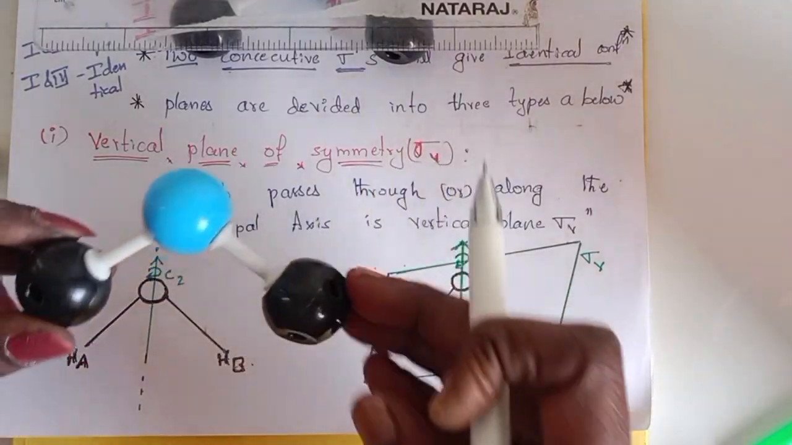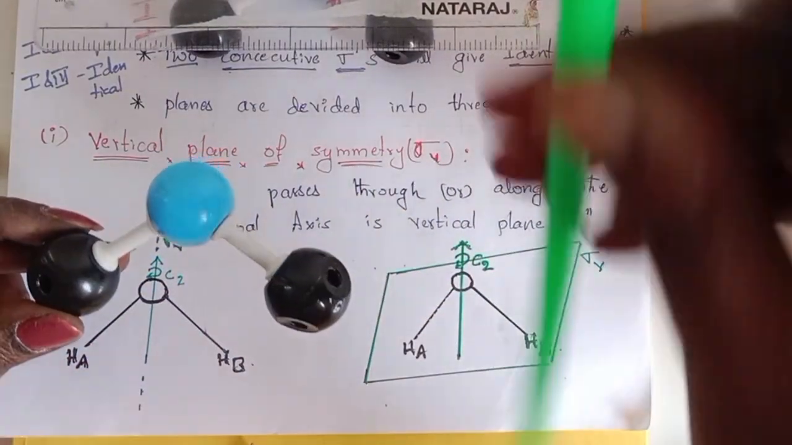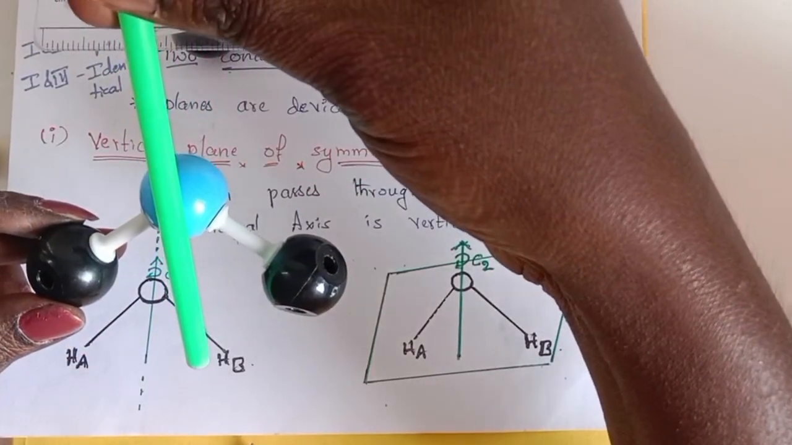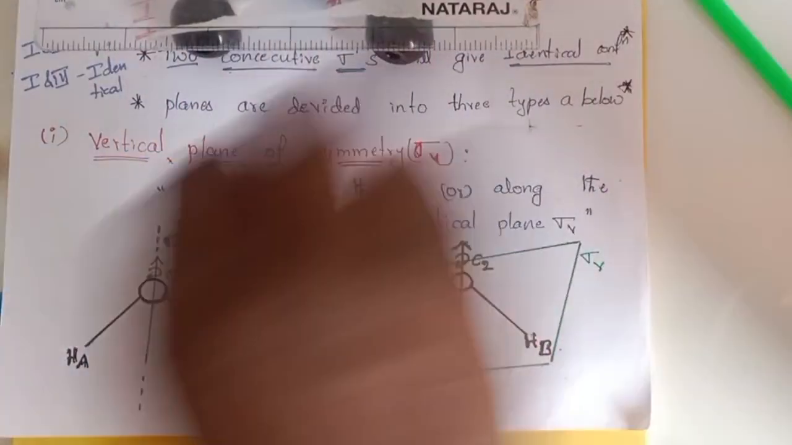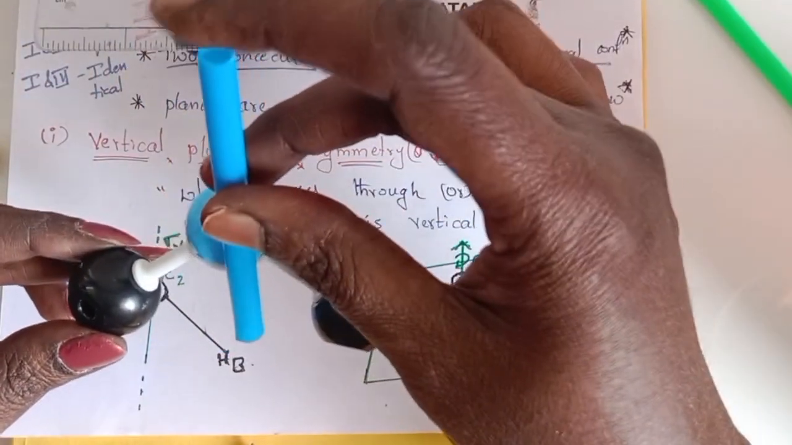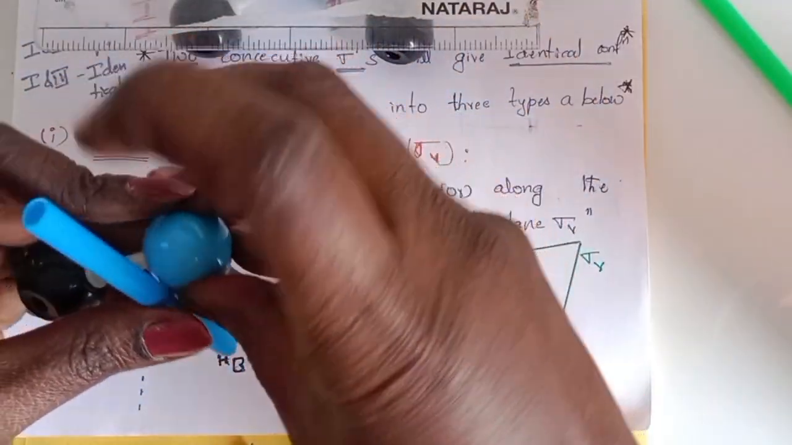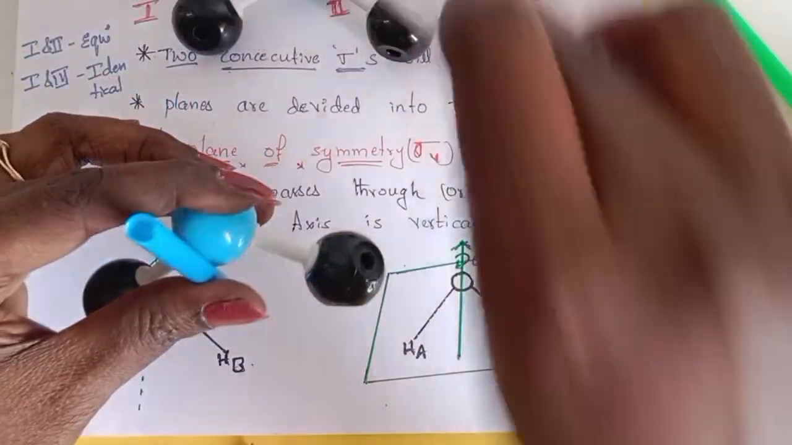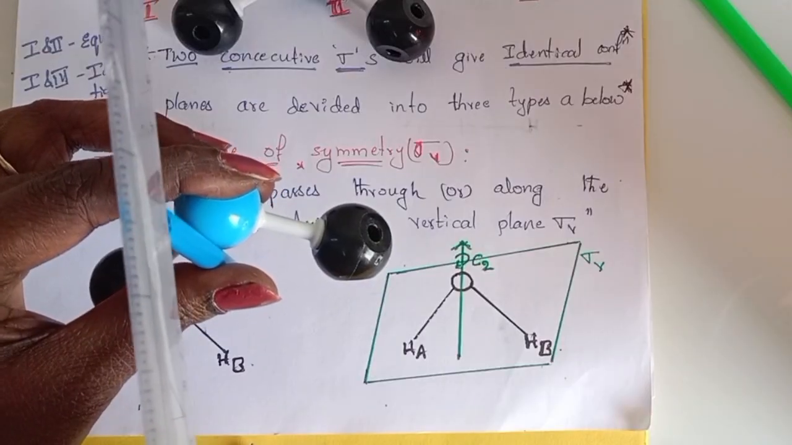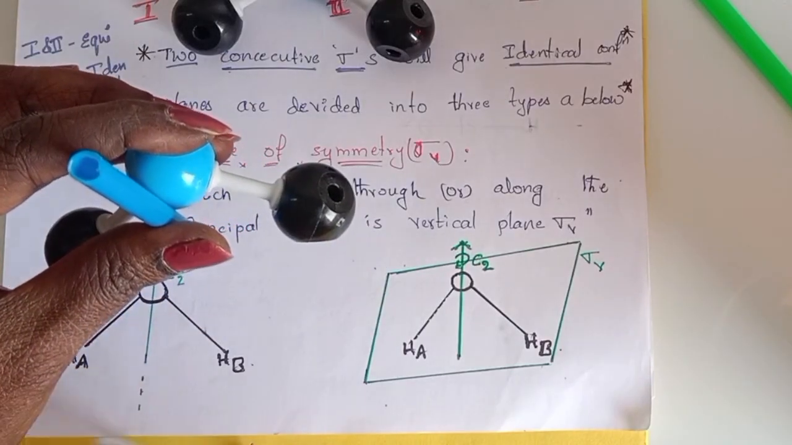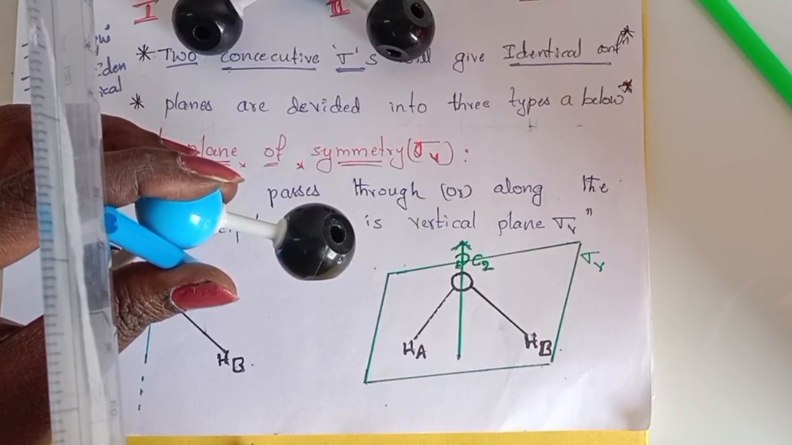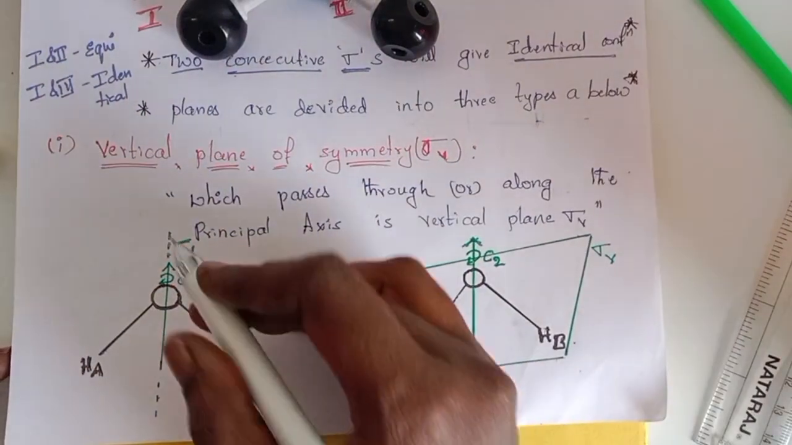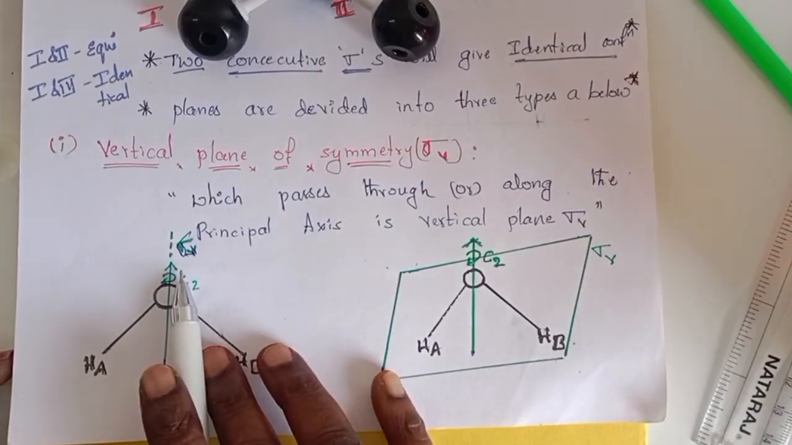For example, if we take the water molecule, the principal axis passes through the oxygen atom like this, right? So this is called the C2 axis. This is the C2 axis of symmetry. If I put the plane along the principal axis, bisecting the molecule into two halves, like this, right? Half of the part will reflect here, half of the part will reflect here. So this plane is possible through the principal axis, so it can be considered as sigma v, right?